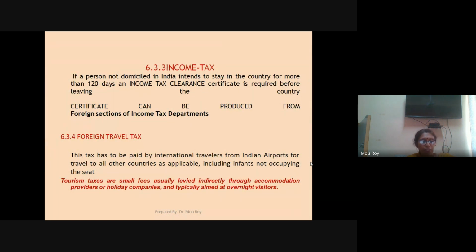And there is also foreign travel tax. What is foreign travel tax? For international travel from Indian airports, some amount must be paid for travel to the neighboring countries and also to travel to others. Some fee is there. So this tax has to be paid by international travelers from Indian airports for travel to all other countries as applicable, including even children, infants not occupying a seat. So usually tourism taxes are small fees. They are not a huge amount, but very small, usually levied indirectly through accommodation providers or holiday companies, and typically aimed at overnight visitors.